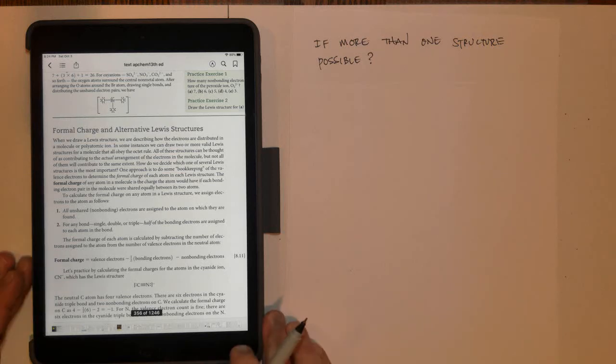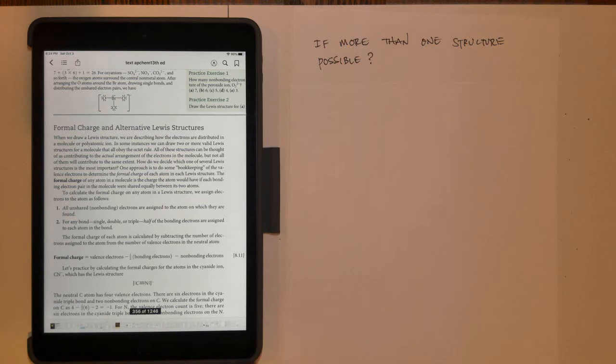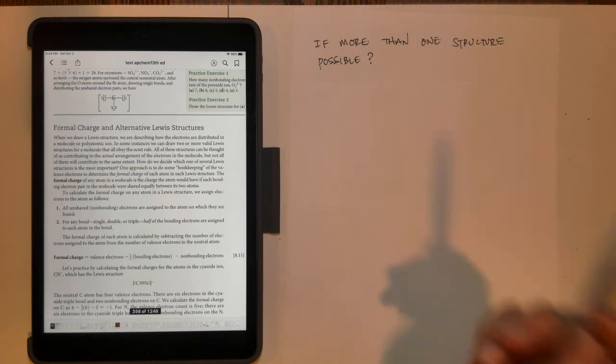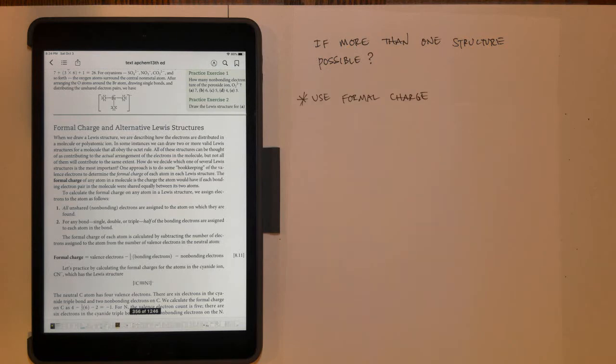So here we are, still drawing Lewis electron dot structures, and we're going to look at some special situations in the next few videos. The first one is, what do you do if more than one structure is possible? Well, the first thing that you do is you assign what are called formal charges. You can calculate formal charges for every atom inside of a Lewis electron dot structure. And the structure whose atoms have formal charges closest to zero is usually the most dominant.